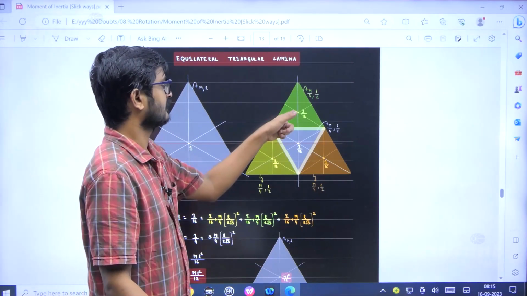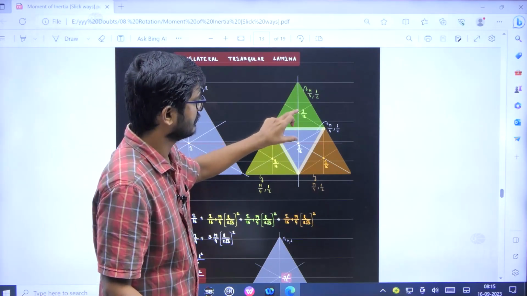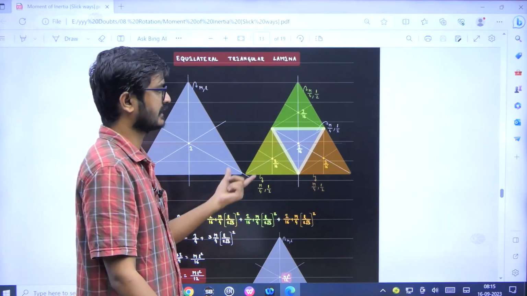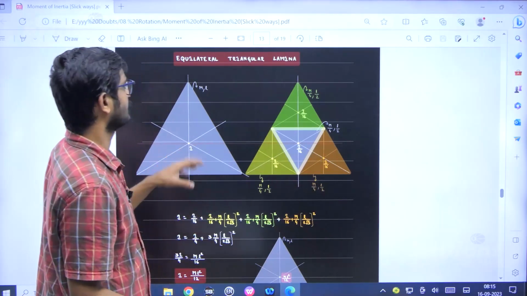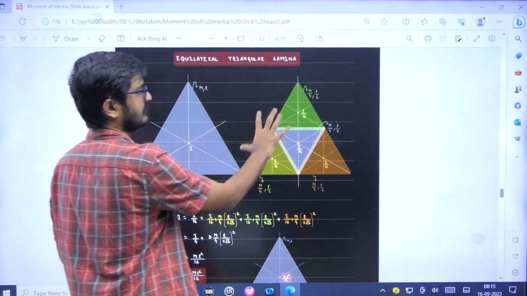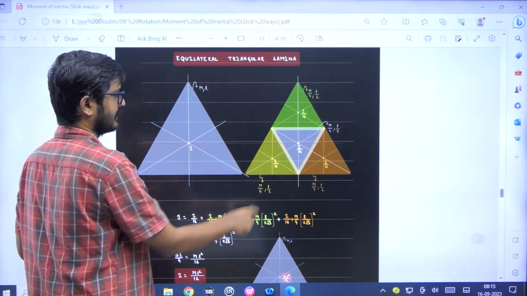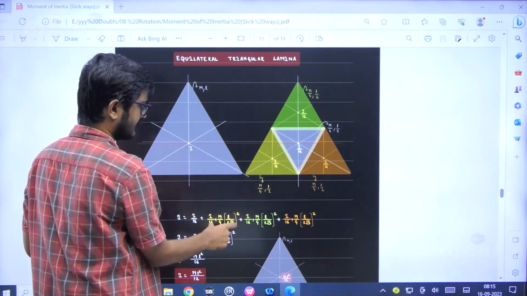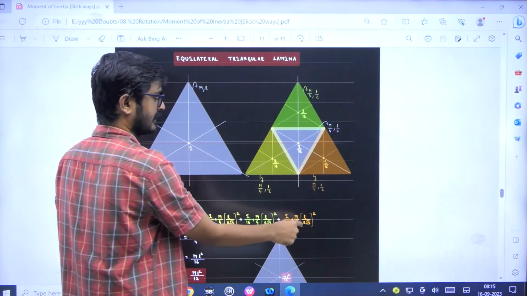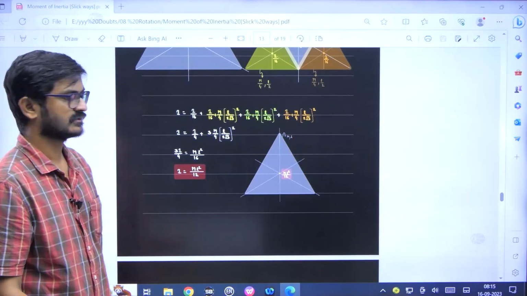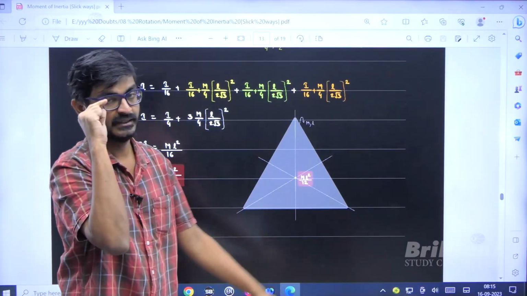Now if I want to find the moment of inertia of the green triangle about this axis, then I need to use the parallel axis theorem: I/16 plus m/4 into this distance square. The distance will be l/2√3. You can calculate it. Similarly for this one also, and for this one also. Now the moment of inertia of this entire triangle is the same as the moment of inertia of these four triangles about that axis. So I equals I/16 for the white one, and for yellow, green and brown I/16 plus the parallel axis theorem each. When you solve it, you will get ml square by 12. So the moment of inertia of an equilateral triangular lamina about this axis is ml square by 12.